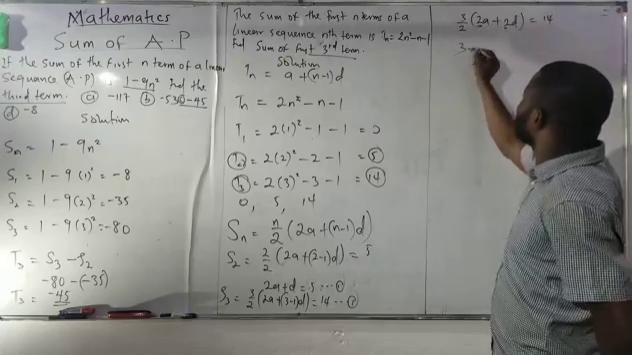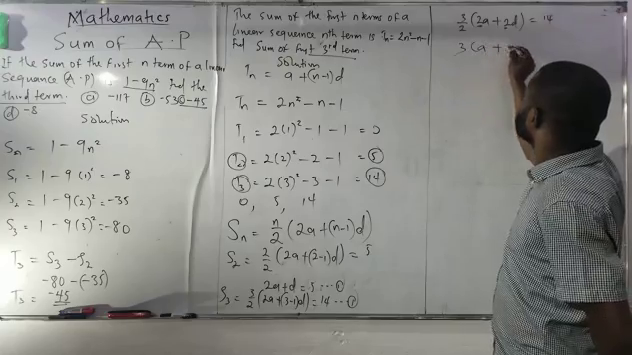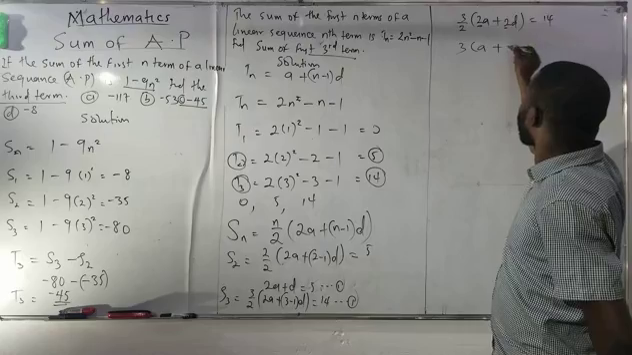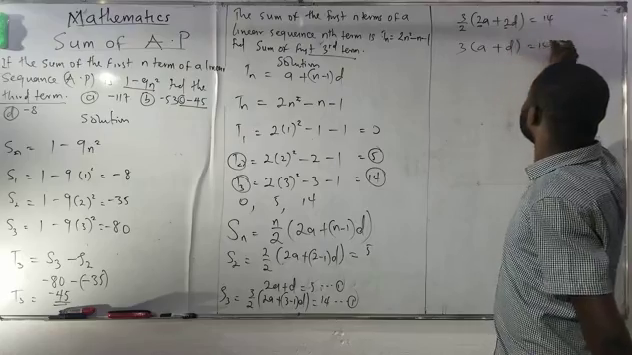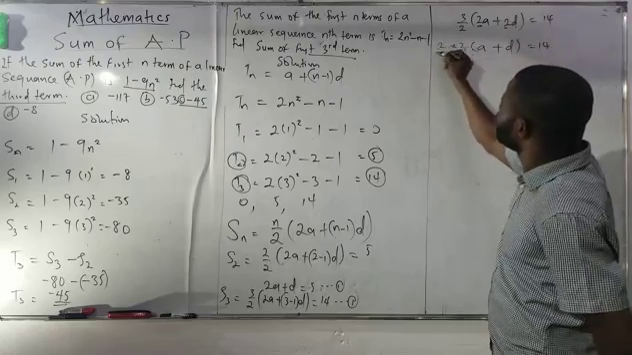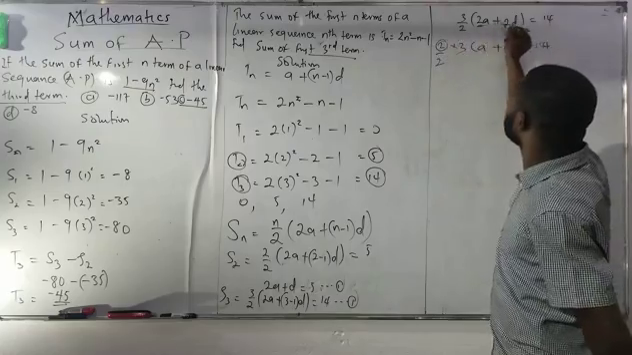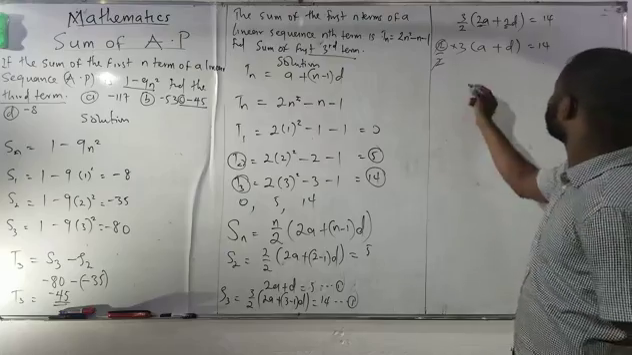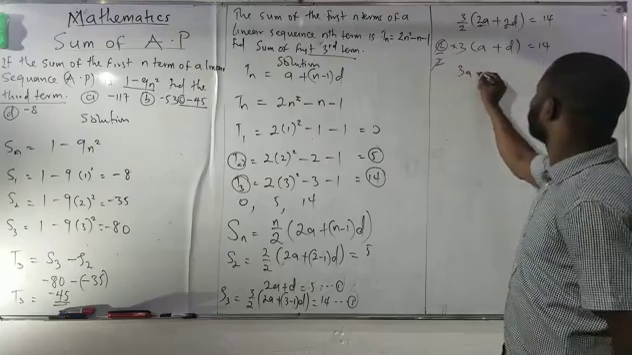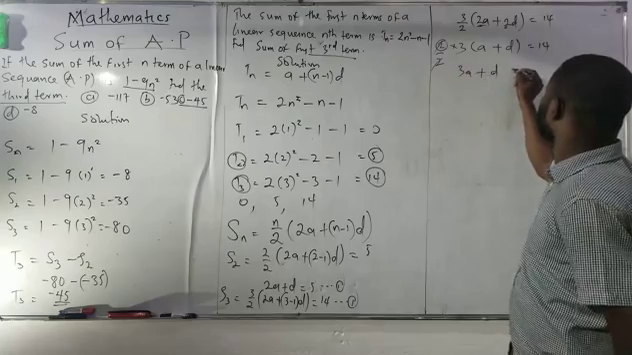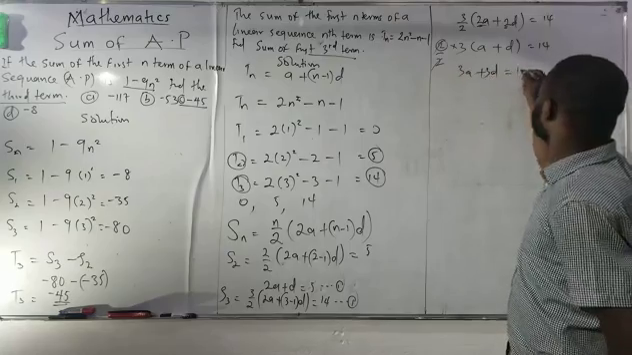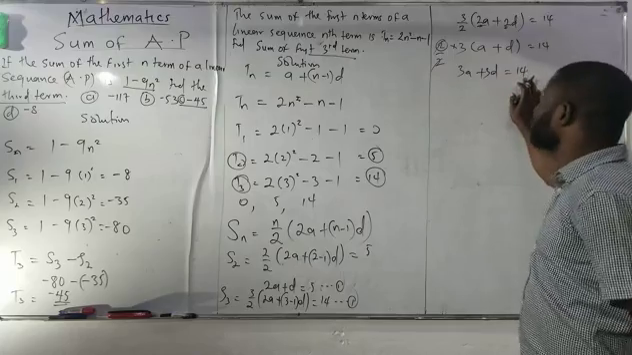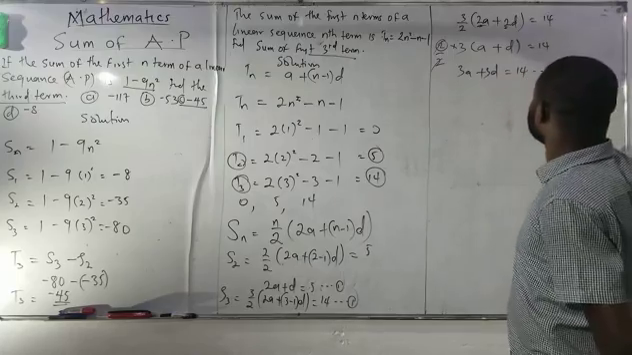It will be 3 bracket of a plus d equals 14. What I just need to do is 2 over 2. This 2 is for this 2 here, and they will cancel themselves, for the beginners. Now, I can't divide both sides because 3 cannot divide 14. So 3a plus 3d equals 14. Call it equation 2.